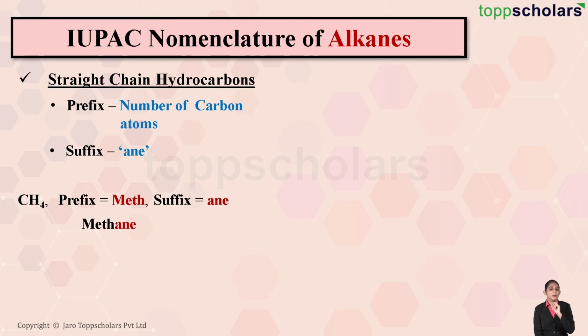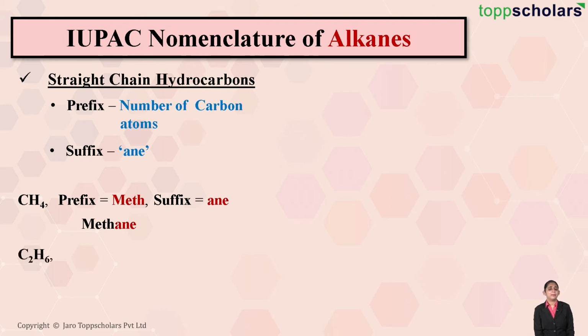Very good. So remember friends, when you name the alkanes, that is the straight chain hydrocarbons, by the IUPAC nomenclature, always remember the prefix should be the number of carbon atoms and the suffix should be ane. So over here we saw how we write down the name of this compound CH4, that is methane.